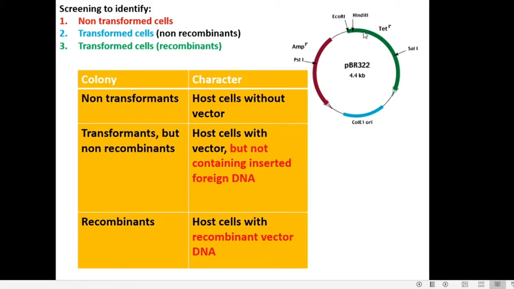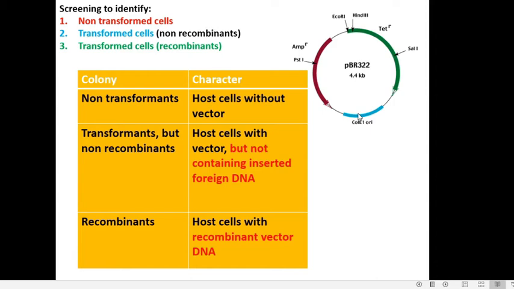There will be some host cells which have taken up this pBR 322 vector from the solution, but they have taken up a recircularized vector which is not containing any foreign DNA. Such cells are said to be transformants, but they are non-recombinants because they are host cells with vector, but they do not contain the inserted foreign DNA. They contain the recircularized vector.